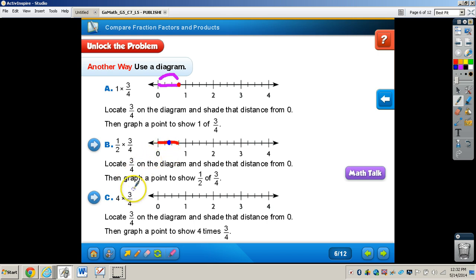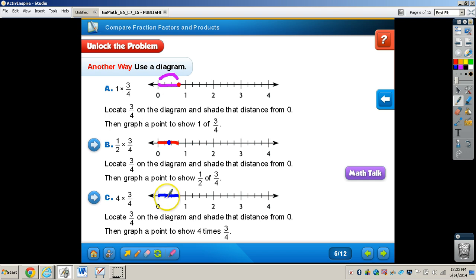Now the next step, or letter C, we have 4 times 3/4. So what we need to do first of all is locate 3/4 on the diagram, which we've done multiple times, which is right here. We want to shade that distance from 0, just like this.